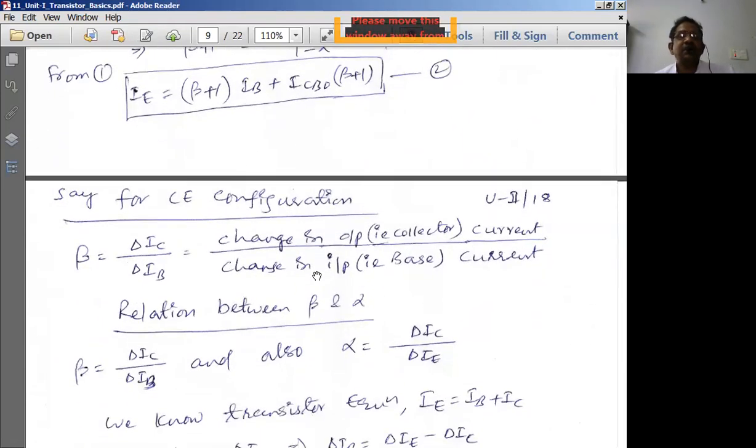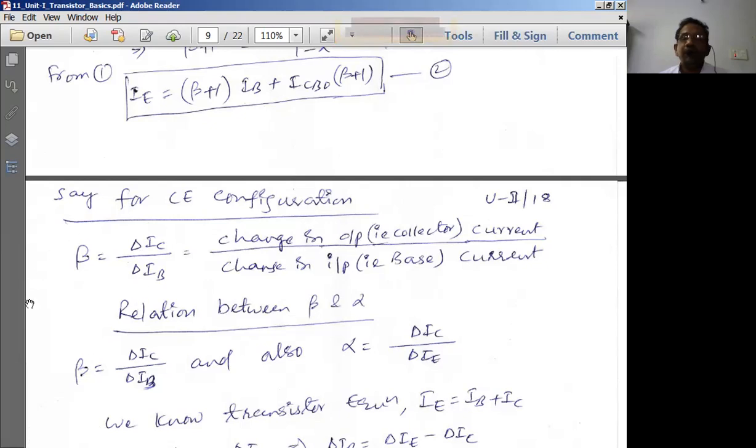Let us keep it aside. Then for the CE configuration, what is beta? Beta is known as the current amplification factor. Alpha is also a DC current amplification factor. Alpha, beta, gamma are known as DC current amplification factors. Alpha is the current amplification factor in common base configuration, beta is the current amplification factor in the common emitter configuration, and gamma is the current amplification factor in the CC configuration. They are applied for DC currents, not for AC currents.